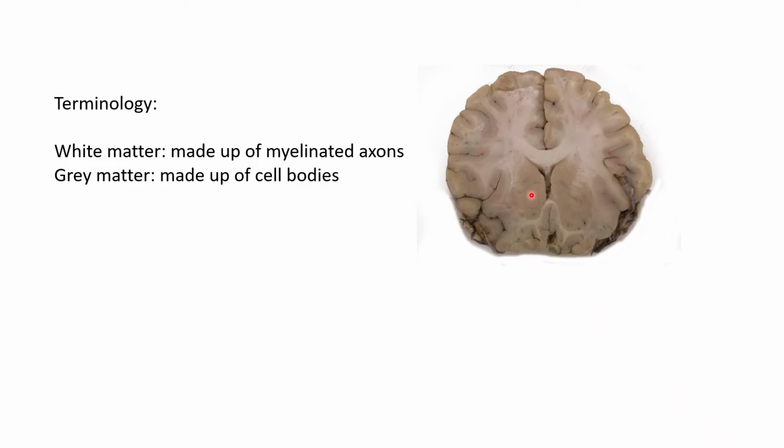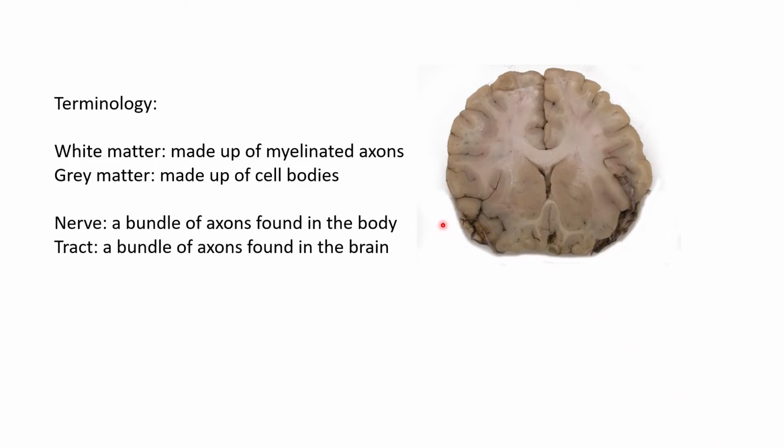Now let's look at some other terminology as well. One common term that is used is nerve. And nerve basically refers to a bundle of axons that are found in the body. So the bundle of axons that are going from the brain to different parts of the body can be called nerves. You can have sensory nerves or motor nerves. We may also have bundles of axons within the brain, like this white matter parts visible here. These can be called tracts.